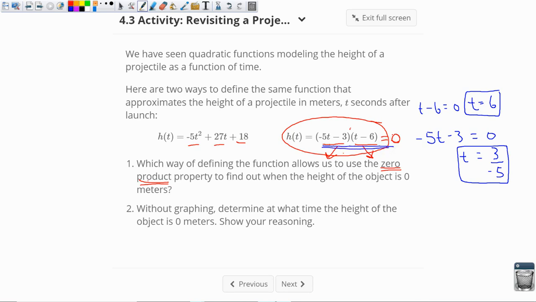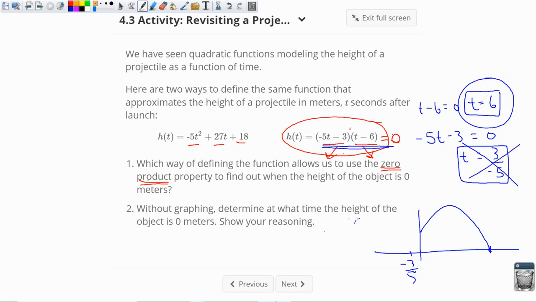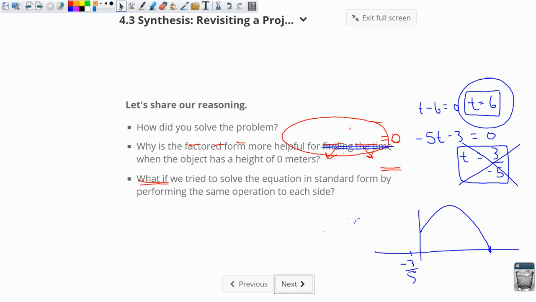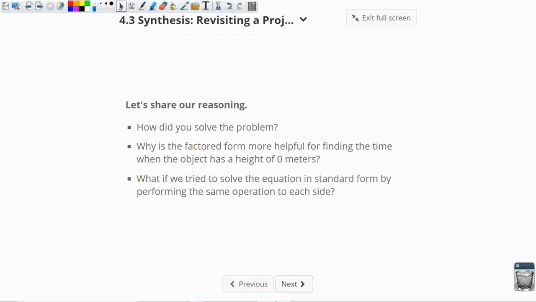But what does it mean in the context of the problem? We want to know when the height of the object was 0. Does it make sense to talk about -3/5? Does that make sense in the problem? Not really, because the object was launched here at time 0, and it launched and then it hit the ground right there after 6 seconds. So really, t equals 6 makes more sense in the context of the problem.